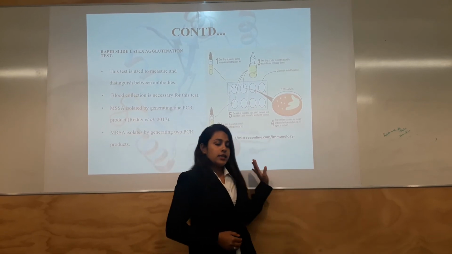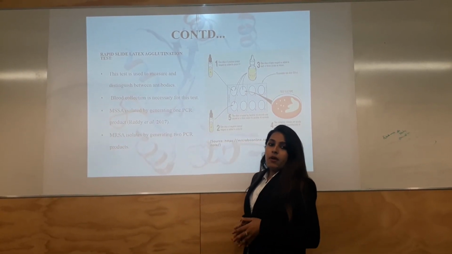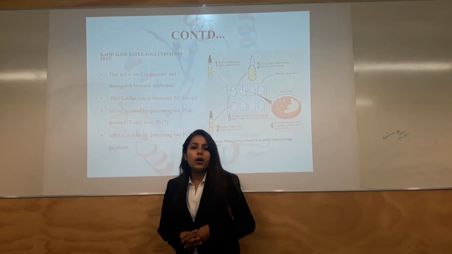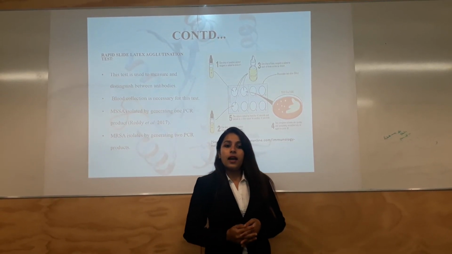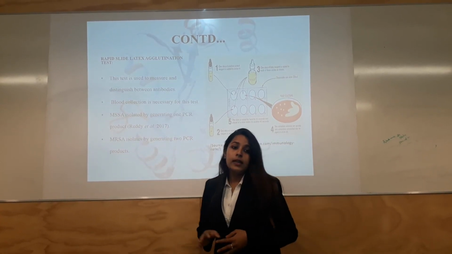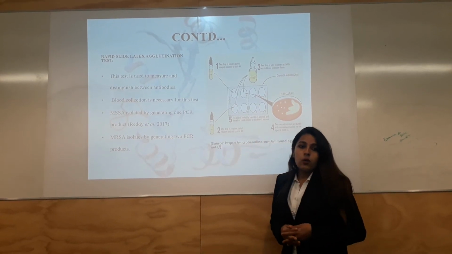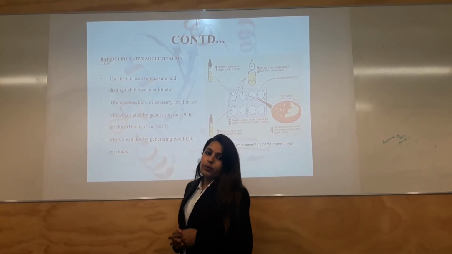In this test, we can measure the distinction between antibodies. MSSA is isolated by generating one PCR product. MRSA isolates by generating two PCR products, as I told you previously. This is a screening test. This whole test is a screening test, known as latex agglutination.